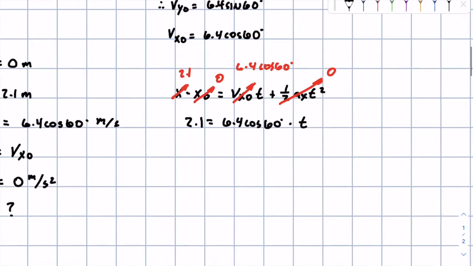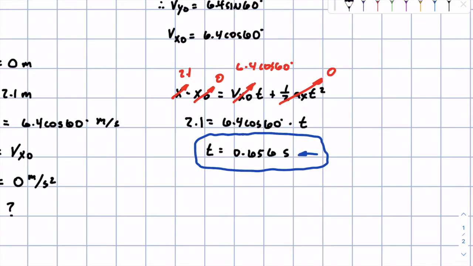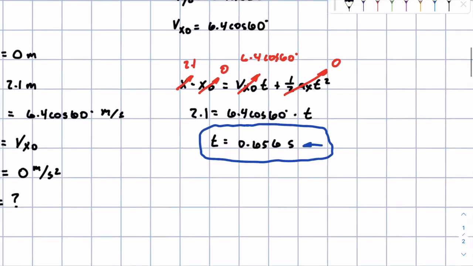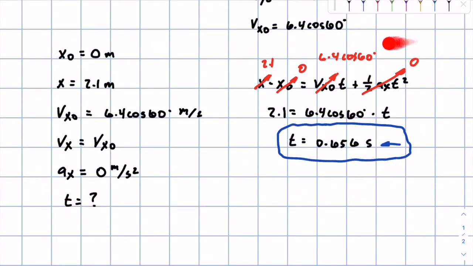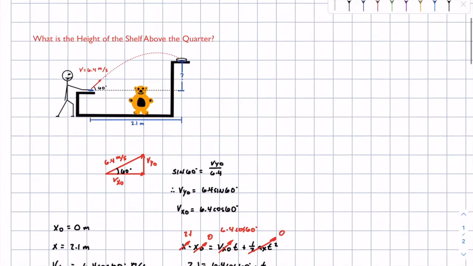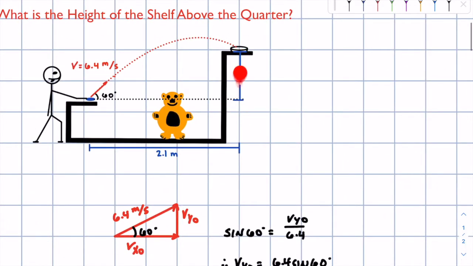Solving for t, by dividing over the 6.4 cosine 60 term, we get 0.656 seconds. Okay, that will be helpful. That's not an answer, but I'm boxing it because it's going to be helpful. Now, it turns out this is actually all we need in the x direction. Now we are able to move fully into the y direction to determine this height.